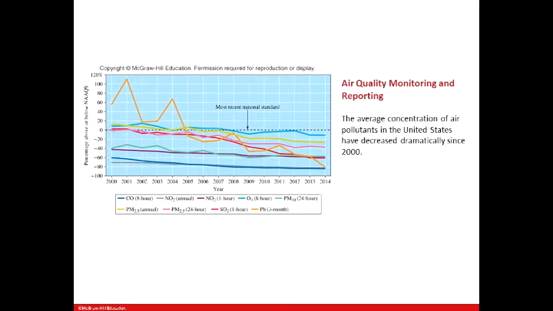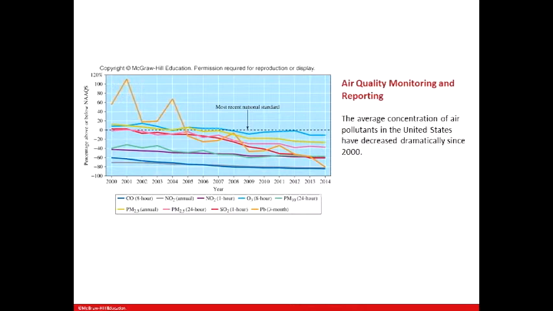Here we show you some good news: over time, if you notice the trend lines are going down, that's what we expect you to notice here. Air quality monitoring reports the average concentration of air pollutants in the United States has decreased dramatically since 2000. That's because many regulations have been put in place. You will learn more about what these regulations are and what they mean.